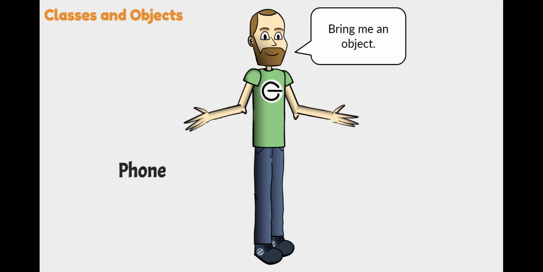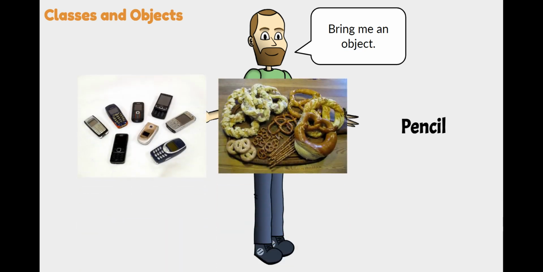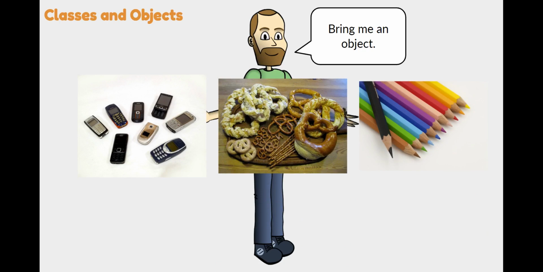All right. I see that some of you put a phone down in front of your monitor. I don't know why we have our phone out when we should be learning computer science. Some of you put down a pretzel. I see we're having a snack while we learn. And some of you put down a pencil, which means that you are likely taking notes. So, congratulations. So now I have a large collection of phones, pretzels, and pencils.